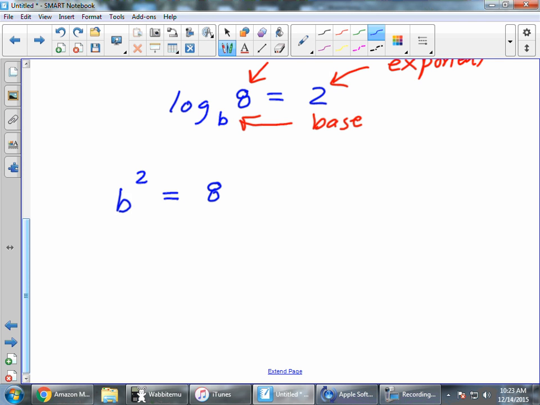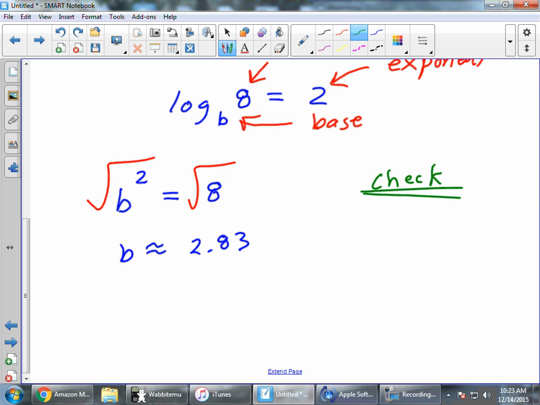Obviously on this one, maybe this isn't a great example because we could solve this how? Next step. Yeah, square root both sides. And then we get B is approximately equal to what? Approximately 2.83.